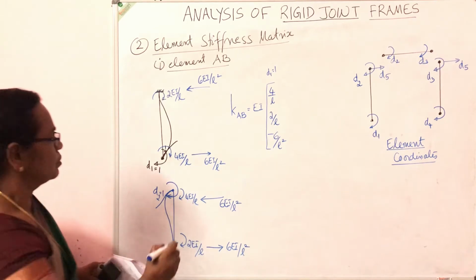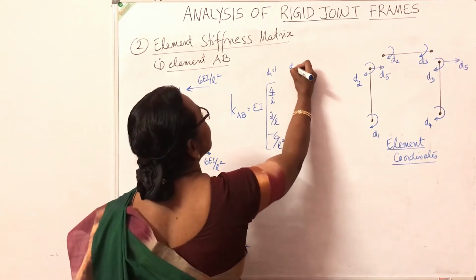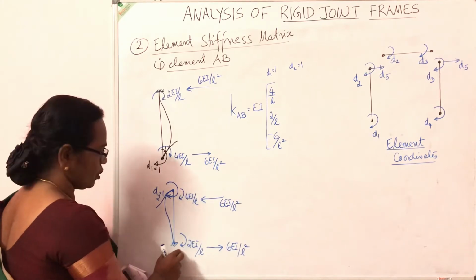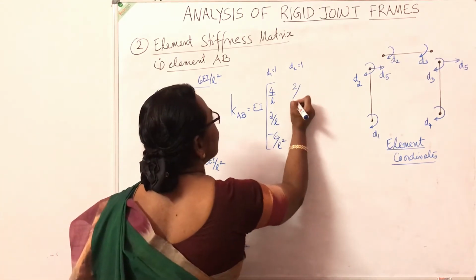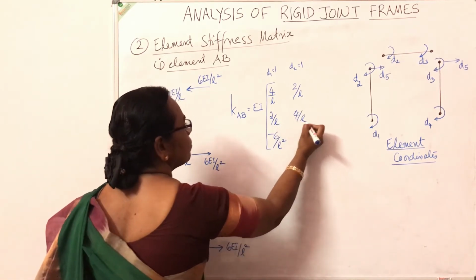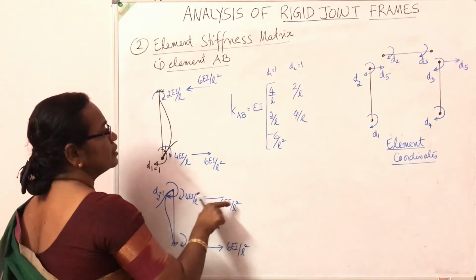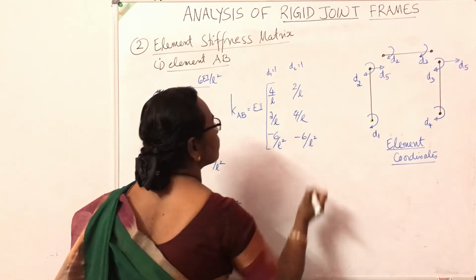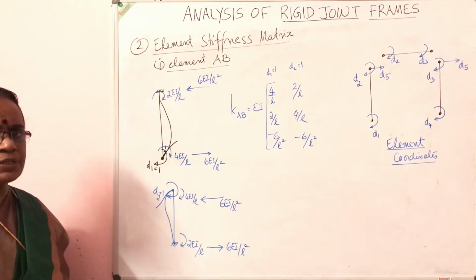So what will be the value by applying d2 is equal to 1? Force developed in direction 1: in the direction 1, it is 2EI by L. In direction 2, it is 4EI by L. And direction 5, it is minus 6 by L square. Write down in vertical form.